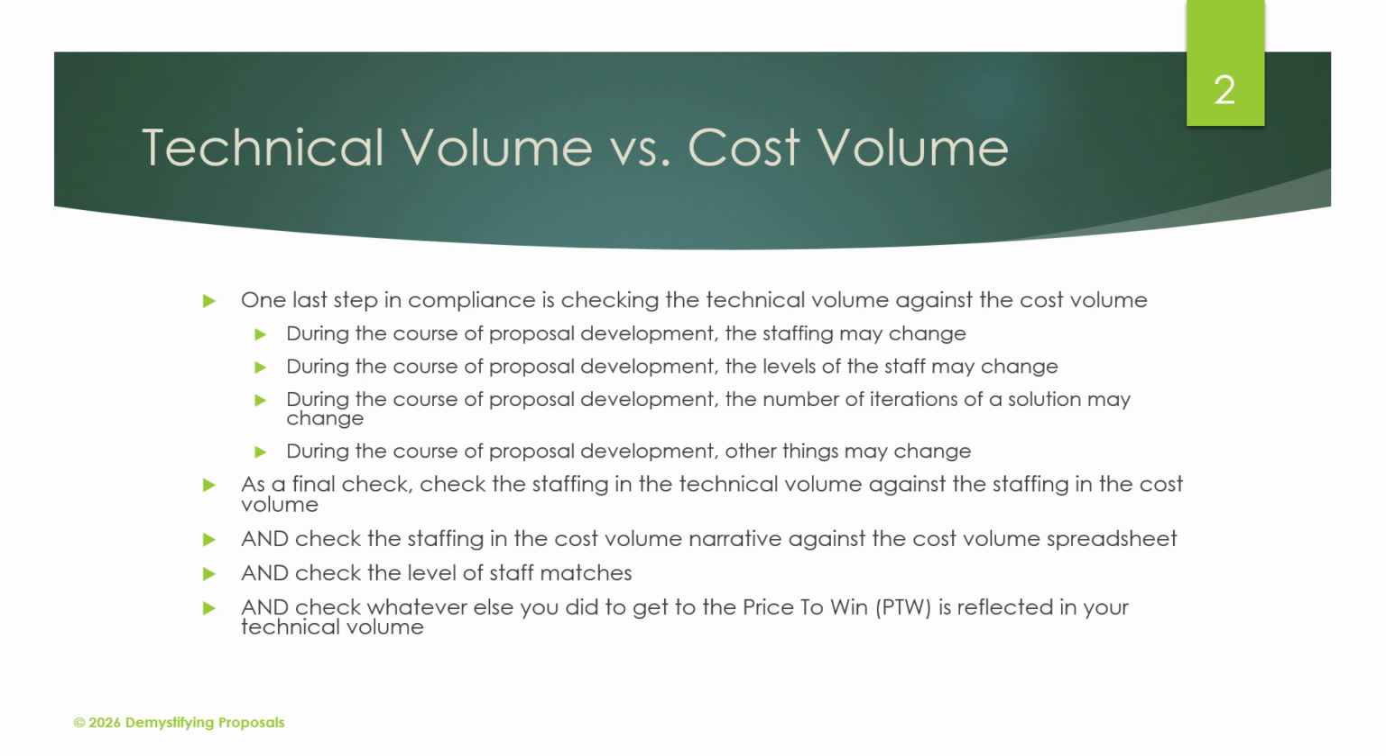So as a last check, check the staffing in the technical volume against the staffing in the cost volume. Check the staffing in the cost volume narrative against the cost volume spreadsheet. The cost volume spreadsheet is usually incorporated in the cost volume, but if it's not, you still need to check it so that what it says in that spreadsheet matches what it says in the narrative. And then check the level of the staff matches, and check whatever else you did in order to get to the price to win, and make sure that all of those puts and takes are reflected in your technical volume.